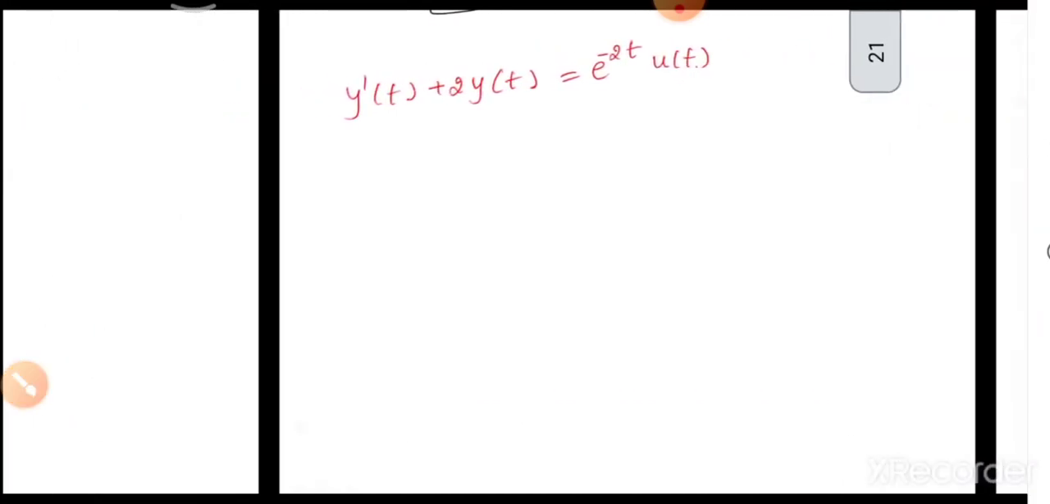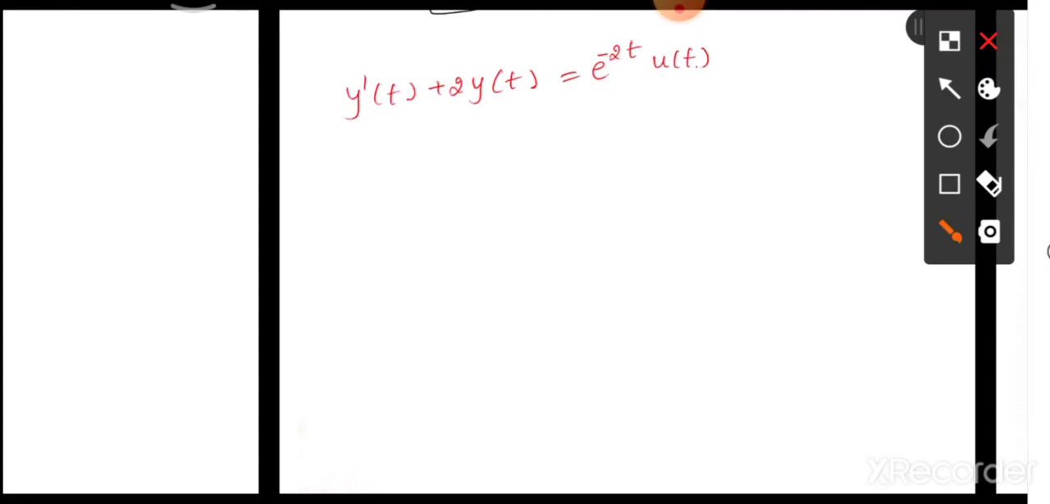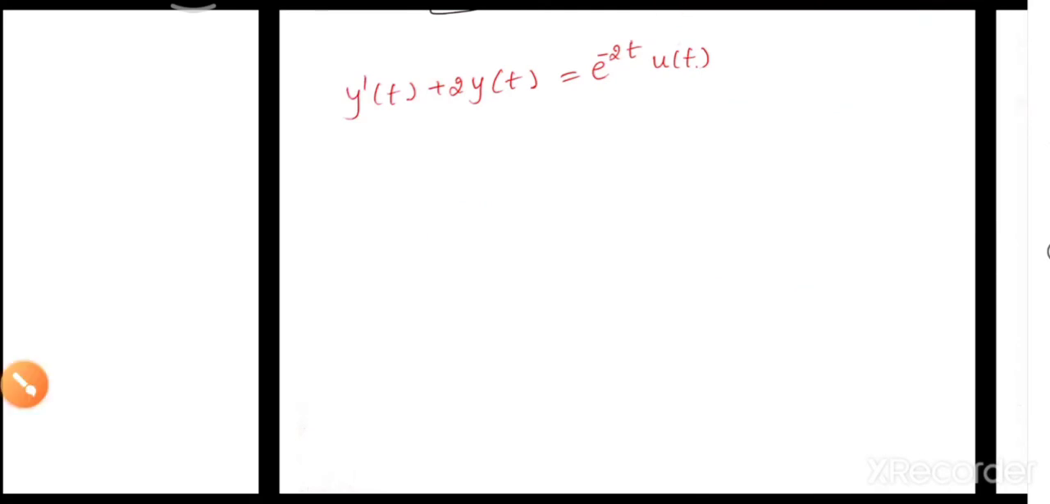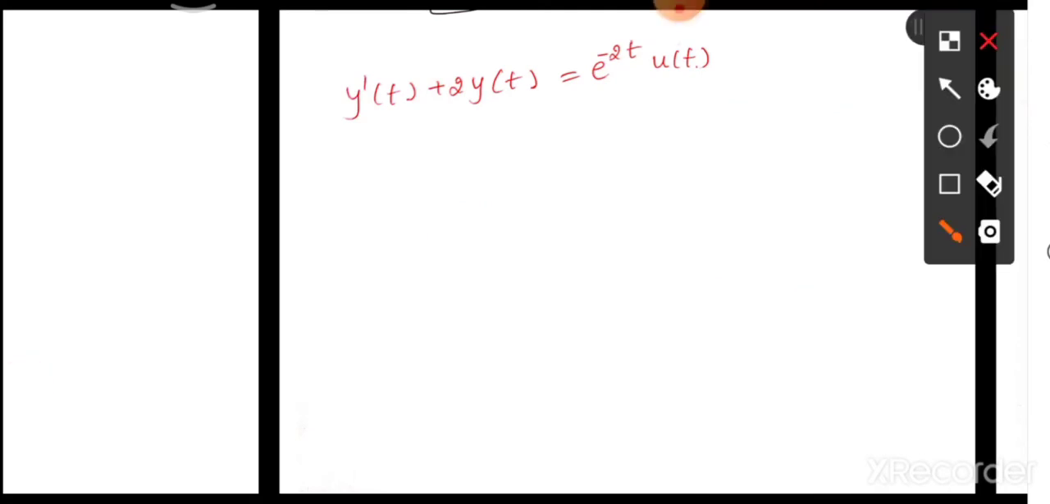Now we'll take a slightly different case, where r and alpha are the same. That is, y dash of t plus 2 y of t equal to e raised to minus 2t u of t. Now, e raised to minus 2t is an exponential. This is alpha. Alpha is equal to minus 2. Remember this, and then we have to first find out the roots of this.